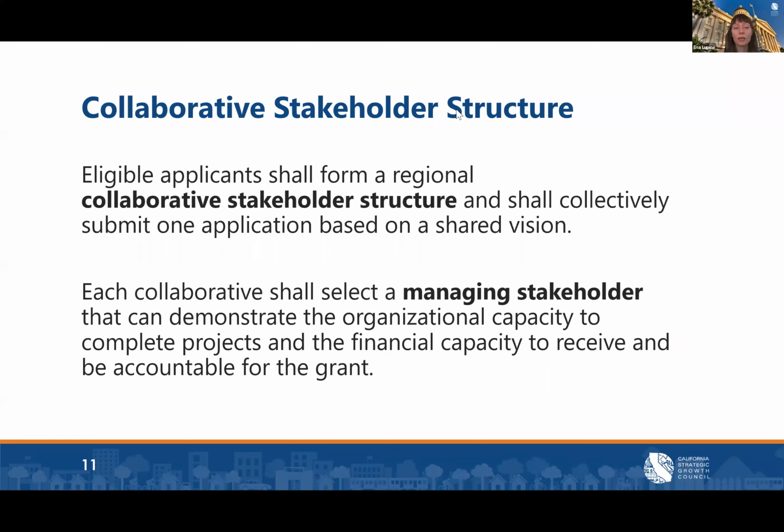So to talk a little bit more about the collaborative stakeholder structure, eligible applicants will need to form a regional collaborative stakeholder structure, and they will submit one application that's based on their shared vision. Each collaborative needs to select a managing stakeholder that can demonstrate the organizational capacity to complete the projects, as well as the financial capacity to receive and be accountable for the grant.